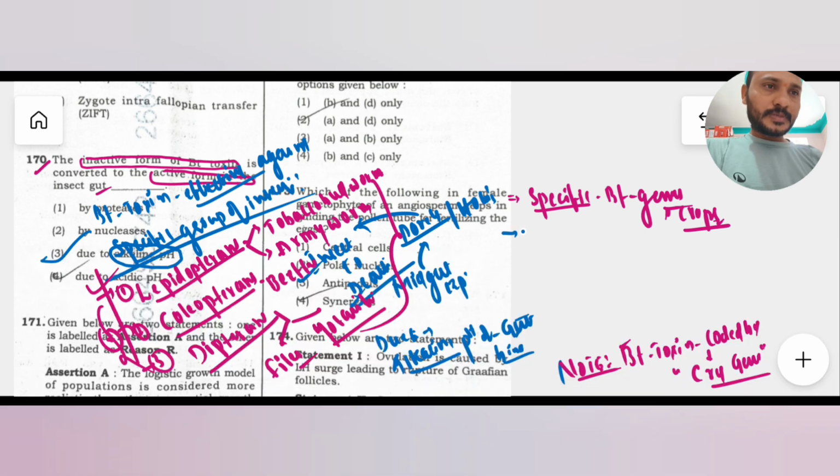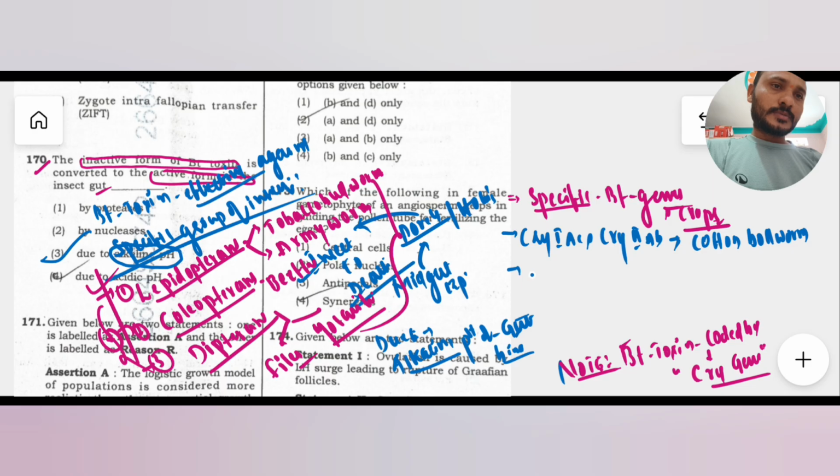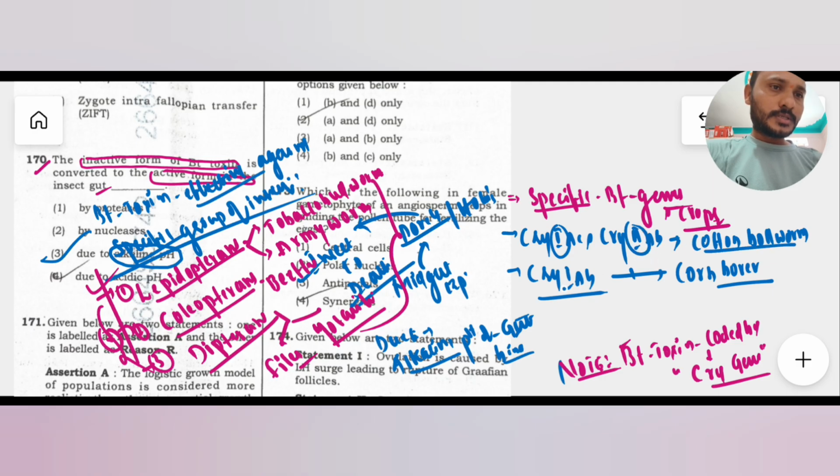So here are specific Bt genes like cry1 and cry2. These specific genes work on certain crops, like cotton against the cotton bollworm. Remember, cry1AB genes control the corn borer insects. So cry1AC and cry2AB, don't confuse: cry1AC and cry2AB control cotton bollworm and cry1AB controls corn borer. Okay, so this is all about question 170.